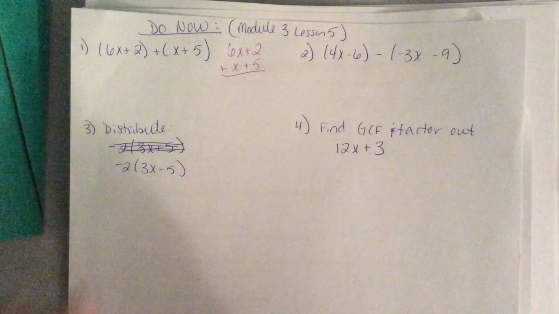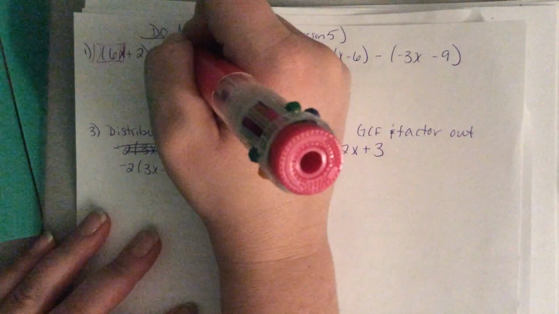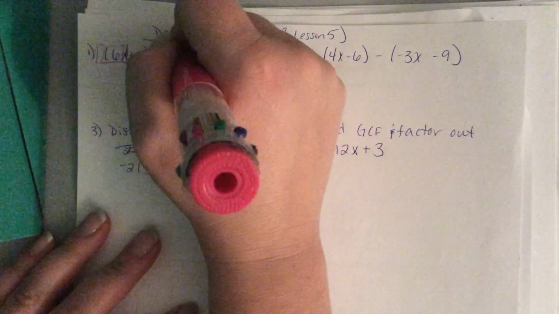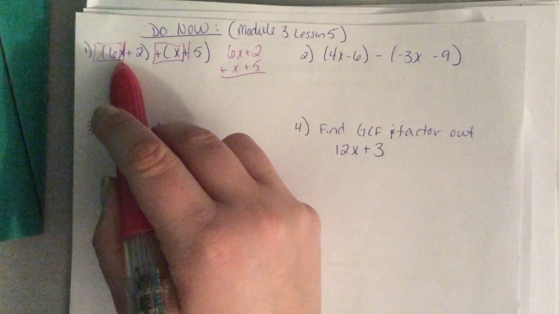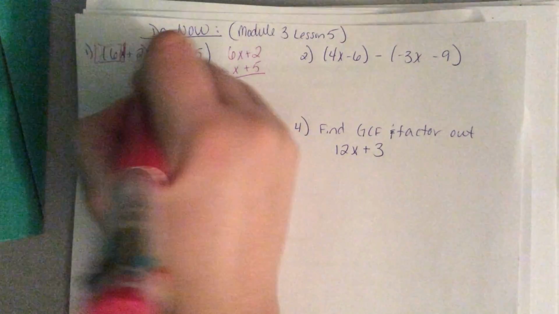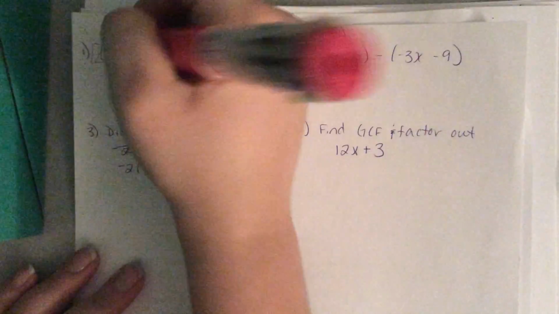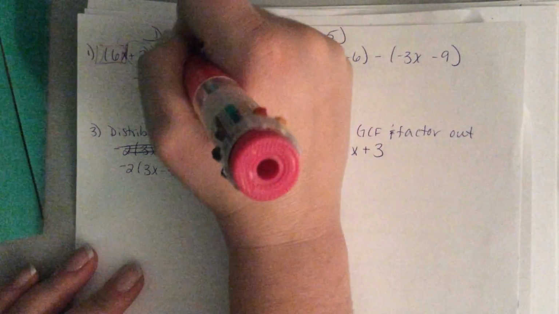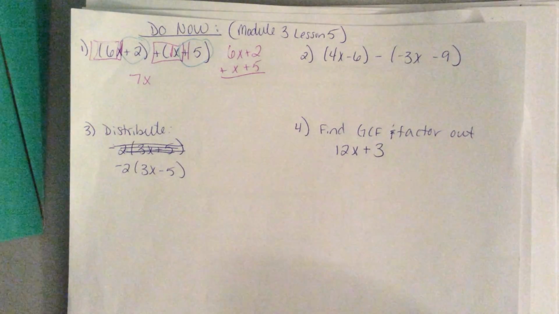Okay, if you don't like that way, if you like boxing and circling, you would box in the whole 6x, and then box in the whole plus x. Wow, I'm really making mistakes. So then you get 6x plus x. Well, x is 1x, so you have 7x. And then you circle plus 2 and plus 5. So you take that sign with it. If you don't take the sign before it, things are going to be a little bit messy. It's going to be wrong.